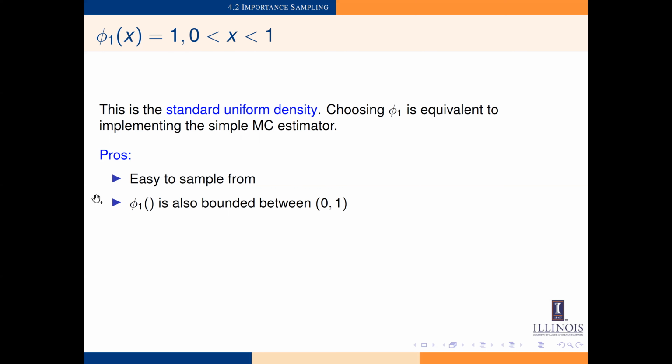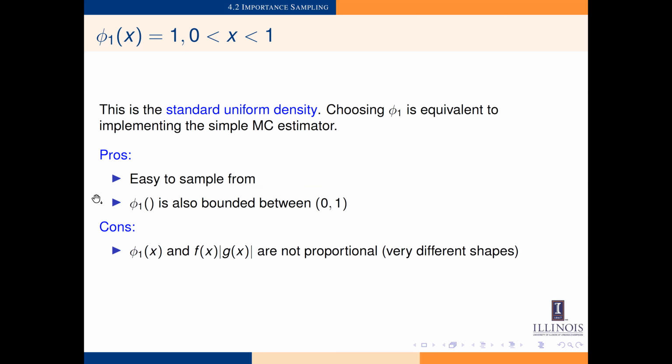However, it has some problems. As we can see, phi 1 of x and the product of f(x) times g(x) are not proportional in the region from 0 to 1. So the shape of f(x) times the absolute value of g(x) is very different from that of phi 1, which is flat. So let's see what exactly the function f(x) times absolute value of g(x) looks like in the region between 0 and 1.